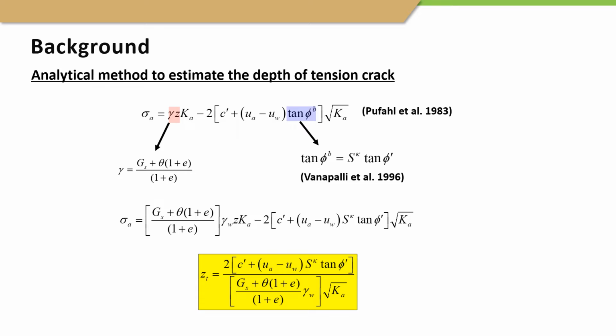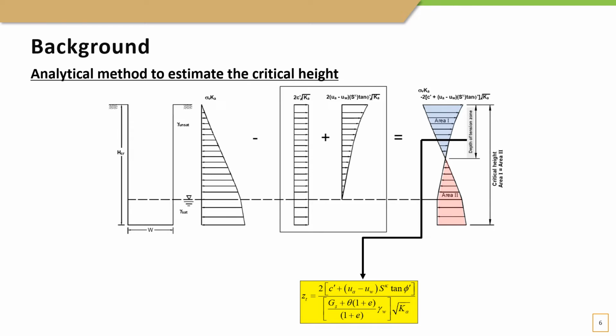Background. Pufall in 1983 came up with an equation to determine active earth pressure considering influence of matrix suction. Vanapalli in 1996 extended this equation to show variation of unit weight with suction and a slight modification for internal friction angle. The figure here represents positive and negative earth pressure distribution considering influence of matrix suction. The depth at which net earth pressure is zero will be the depth of tension crack.